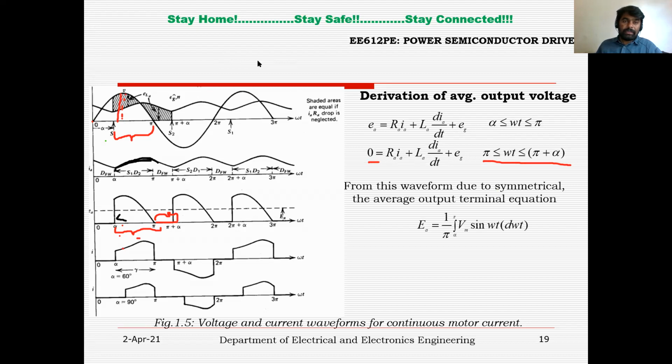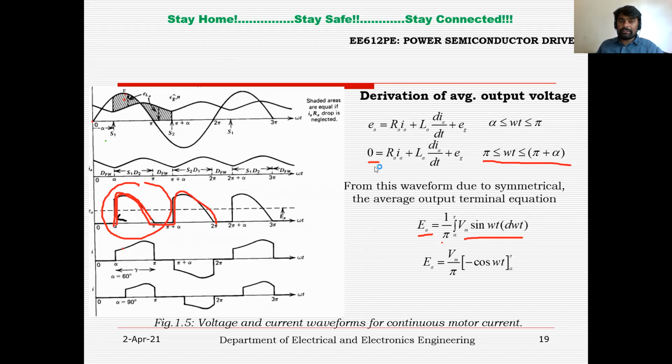Due to the symmetrical waveform, the positive half cycle is the same as the negative half cycle. So this portion is the same as this portion. Due to symmetry, I can calculate the average output voltage only for the positive half cycle, which is of pi duration. So the average output voltage for the positive half cycle will be 1 by pi, because we are considering only one half cycle, times the integral of Vm sin omega t.